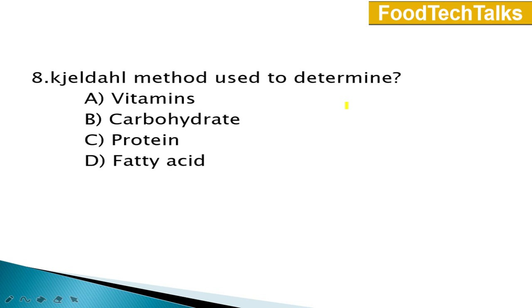Eighth question, Kjeldahl method is used to determine, options are A. Vitamins, B. Carbohydrate, C. Protein, and D is fatty acid. Answer is option C. Protein. Kjeldahl method is used to determine presence of protein.